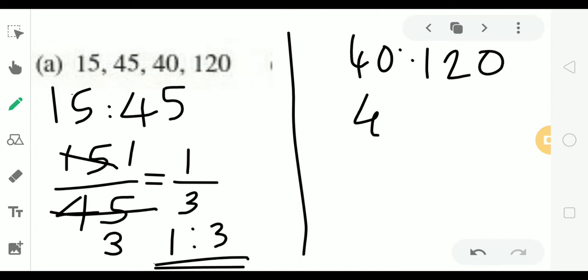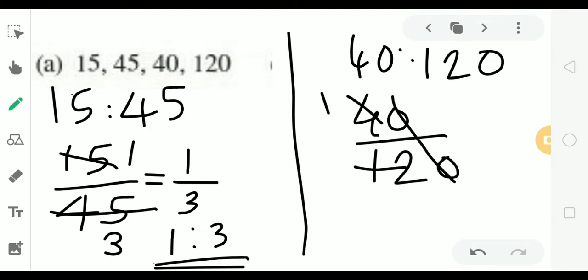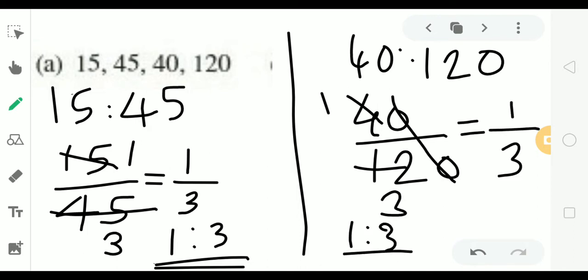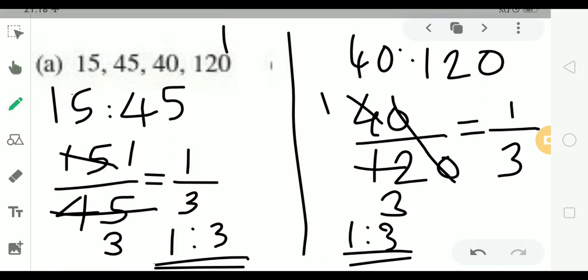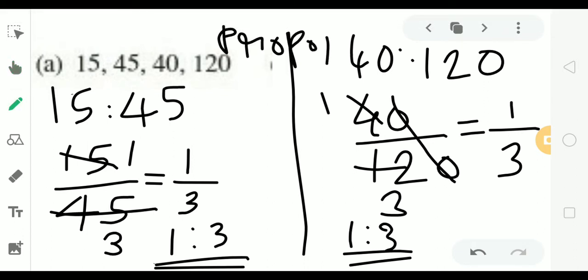See the next one. 40 is to 120 is 40 upon 120. Cut the zeros. 4 ones are 4, 4 threes are 12. So we get 1 upon 3, which is 1 is to 3. For both the ratios we got the same simplest form. That means the first 2 quantities and the third and fourth quantities are in proportion. Two ratios are equal, so they form a proportion.